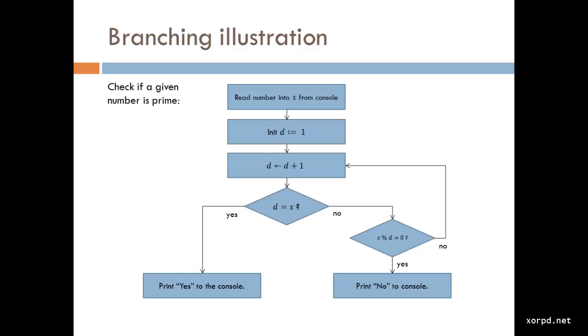But if it doesn't, again we check if X is divisible by D. If it is not divisible by D, we go back to this task of increasing D. But if it is divisible by D, that probably means that this number is not prime because we've found a number that X is divisible by. This pretty simple diagram is a description of an imaginary program that checks whether a number X is prime or not.